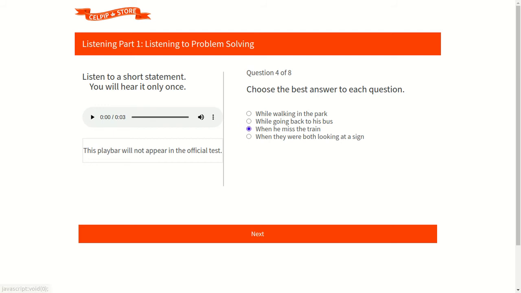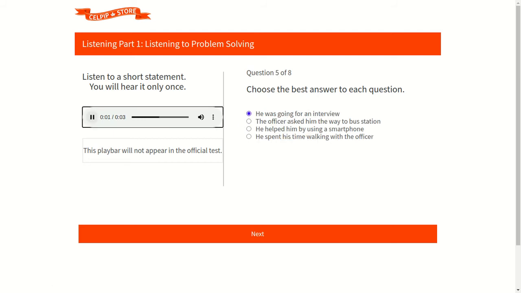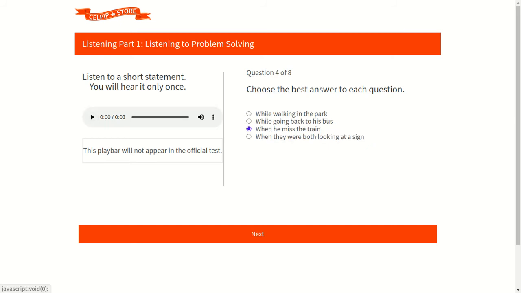Our fifth question is, Question 5. Which statement is correct? Now we have 4 options. Option 1 is, he was going for an interview. Option 2 is, the officer asked him the way to the bus station. Option 3 is, he helped him by using a smartphone. And option 4 is, he spent his time walking with the officer.